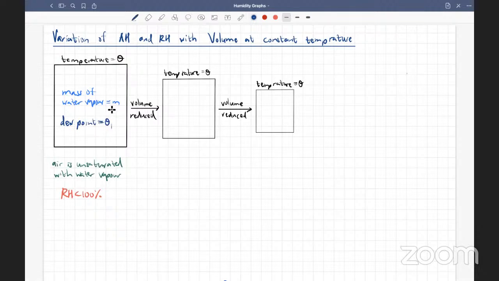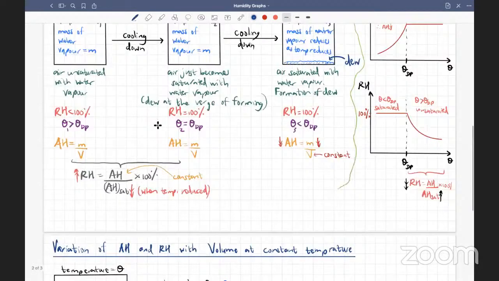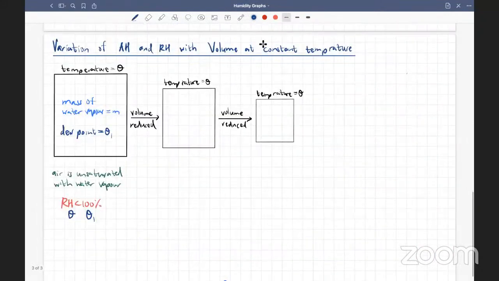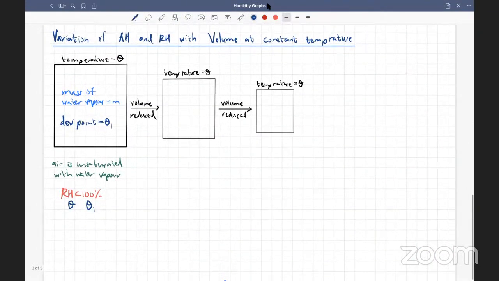Because we are not changing the temperature of the chamber, we are maintaining it at theta. Please tell me about theta and theta 1. Who is the bigger value? Earlier, the dew point doesn't change. In the earlier system, dew point will remain constant, but now the dew point is going to be different. Let's see. Theta will be the bigger value, because when the temperature of the system is greater than the dew point, it will be unsaturated.